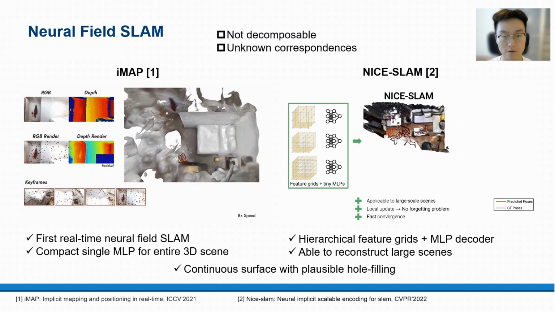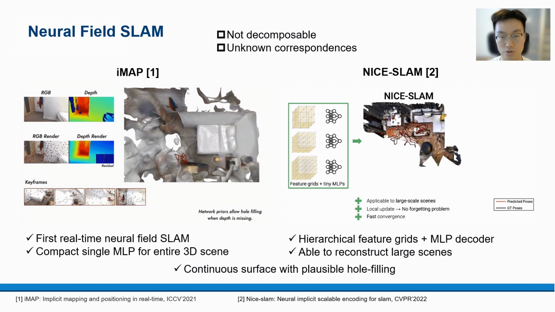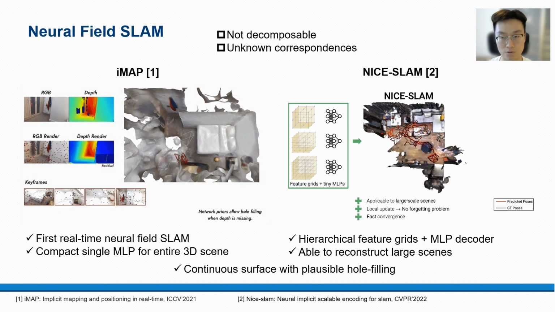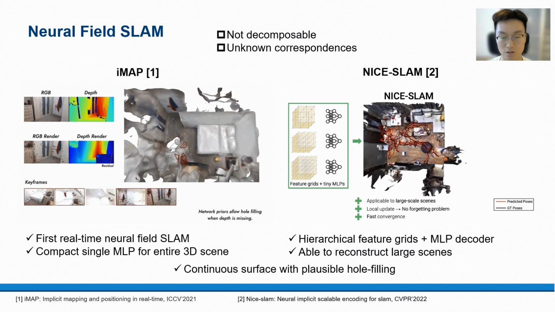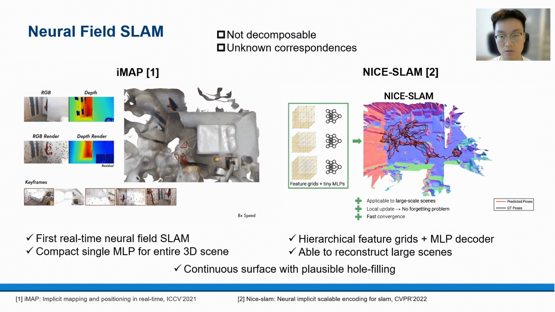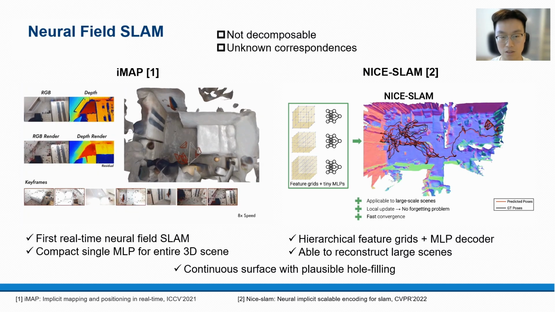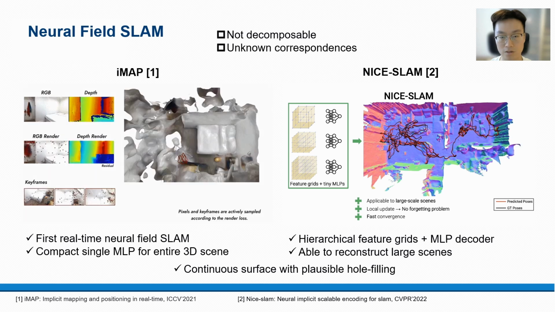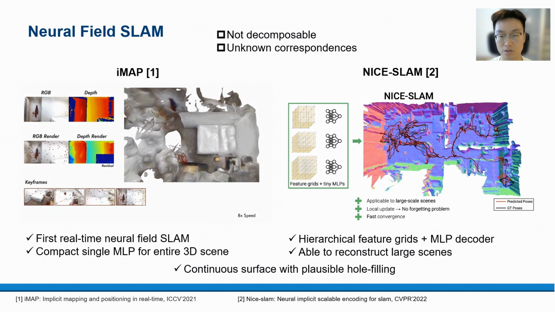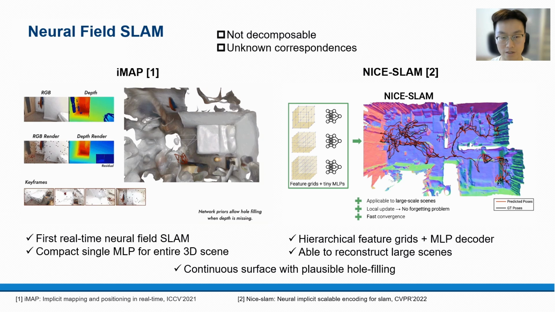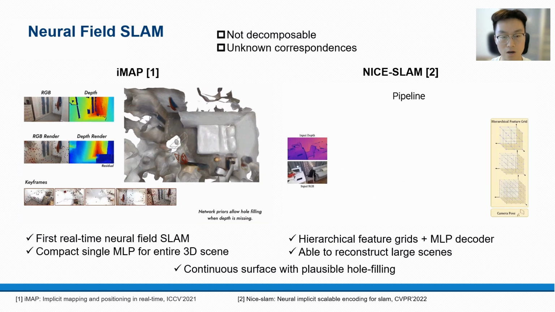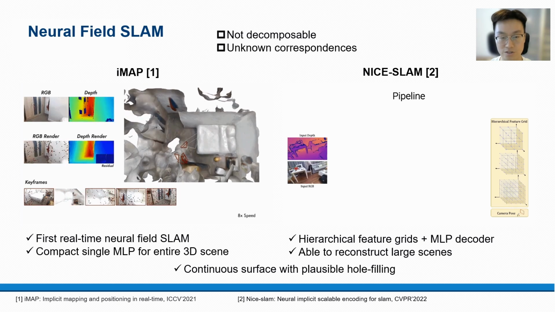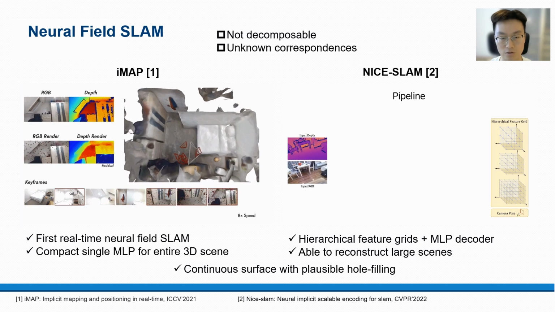iMAP is the first real-time neural field SLAM, showing a simple 4-layer MLP can represent a whole 3D scene. And NICE-SLAM further combines hierarchical feature grids with an MLP decoder, able to reconstruct larger scenes. Both of them show the map surface will be more continuous with plausible hole filling compared to TSDF-based depth fusion methods. However, the correspondences between network parameters and specific scene regions are complicated and difficult to determine.